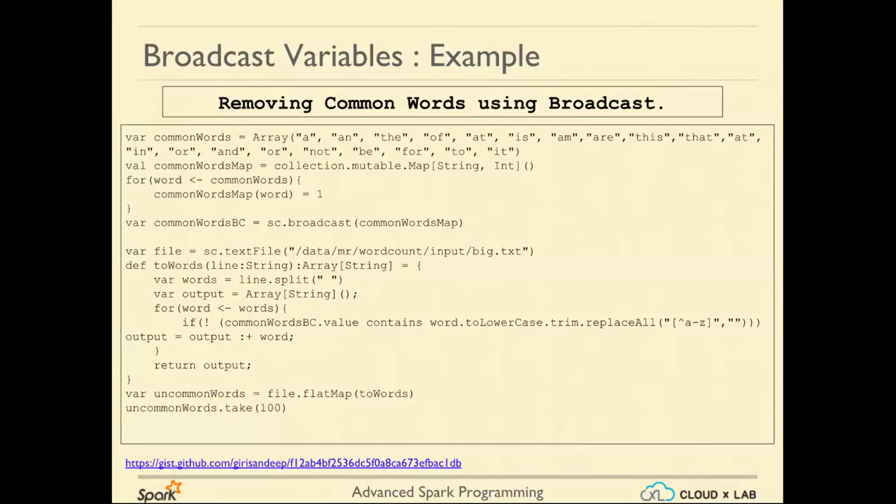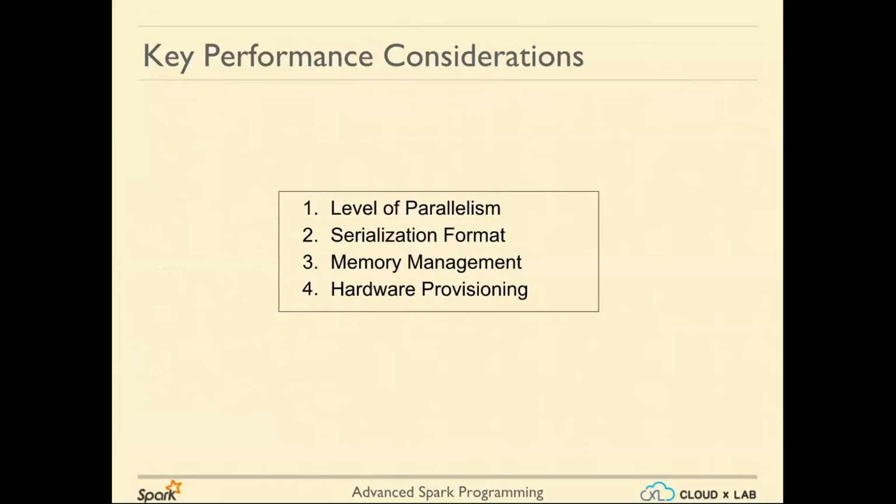Had these common words been really big data, then what we would do instead of this is create an RDD out of it and then do a left join with our RDD of data, and that would have been far more efficient than this. All right, great. Moving ahead.